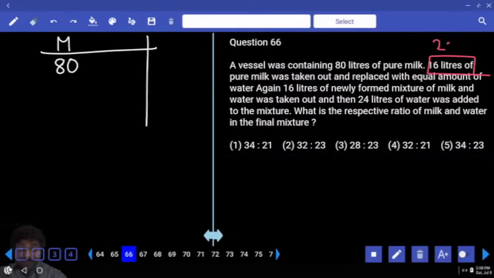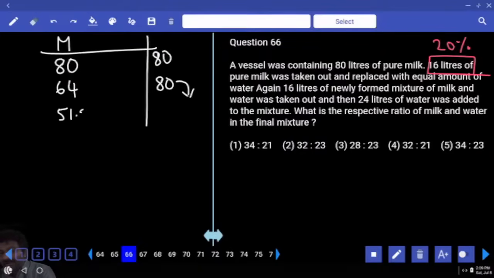Can we say 20% is taken out? If 20% is taken out, you will have 64. Totally same, 80 liters. Again, how many liters is taken away? Come on. Again, I can say 20%. 20% is 12.8, so the milk left is 51.2.